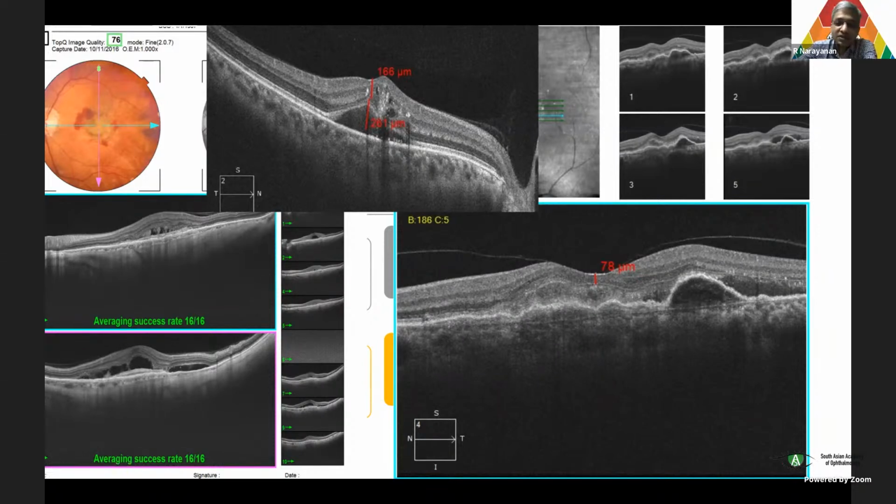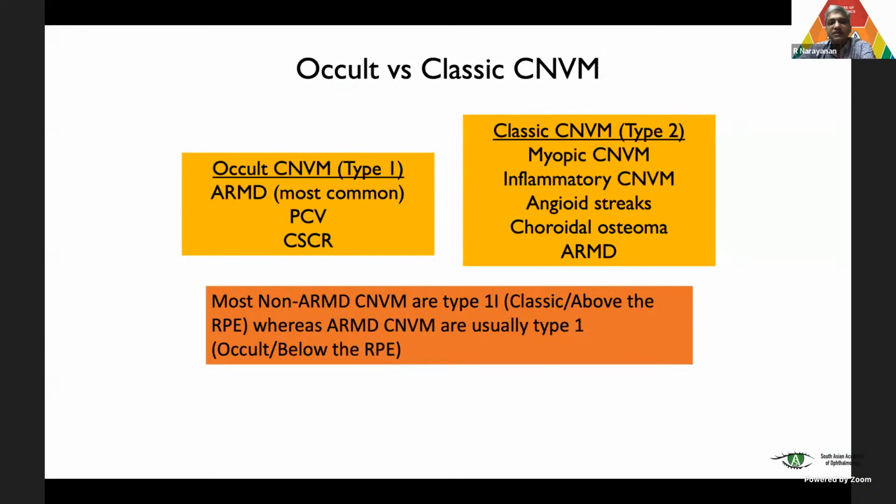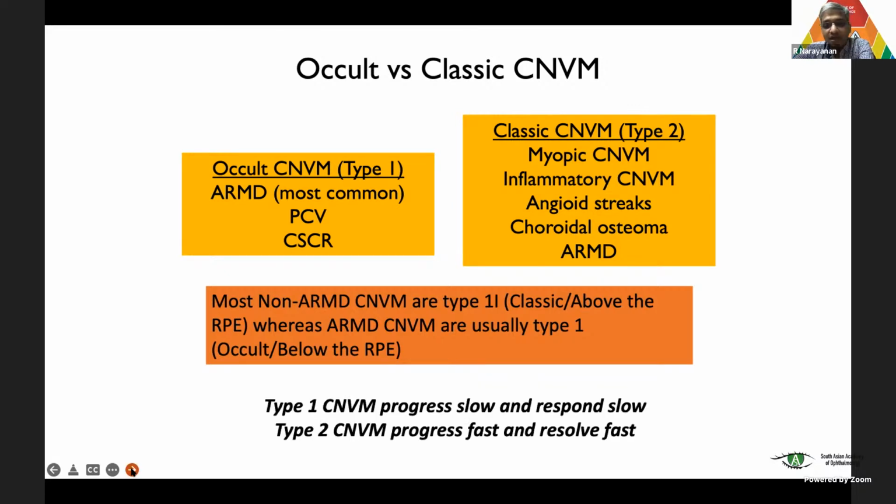But based on OCT, you have 3 types of CNVM. One is under the RPE, one is above the RPE, which we call type 1 and type 2. And intraretinal is type 3 macular neovascularization. There is a difference between these 3. The occult CNVMs on FA are typically the type 1 under the RPE, and the classic ones are above the RPE. ARMD is mostly related to the occult or type 1 CNVM. And the implication is that most type 1 CNVMs require a very prolonged, long course of treatment.